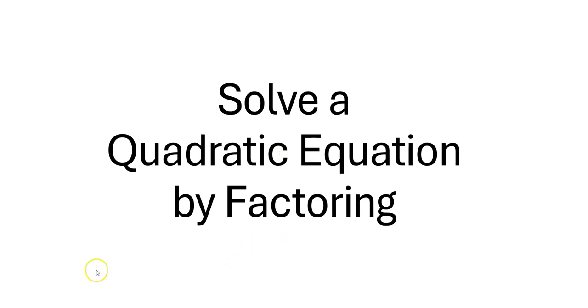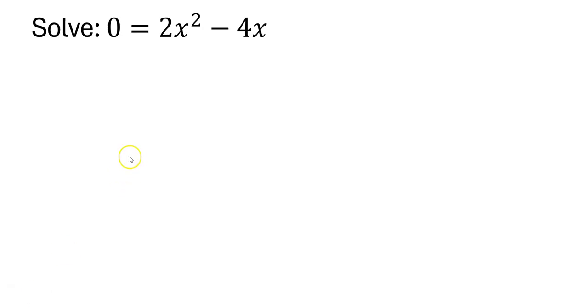Solve a quadratic equation by factoring. So first off, let's jump right in. We're going to solve a quadratic, right? It has an x squared as our highest exponent. Now, to solve a quadratic equation, it must equal 0. So in this case, we already have that first step taken care of. So we want to solve 0 equals 2x squared minus 4x.